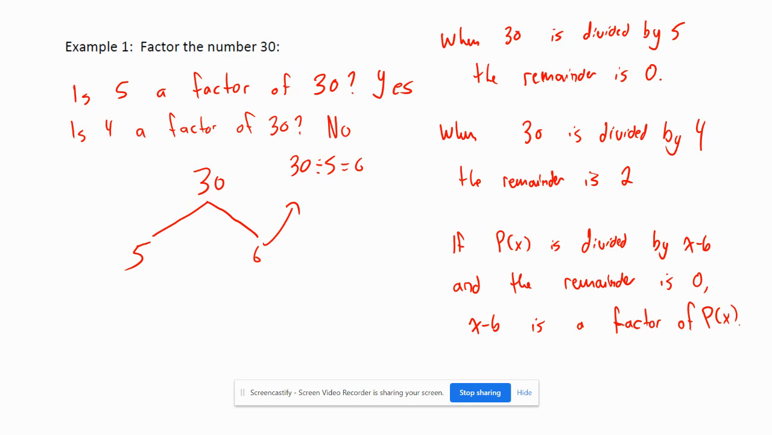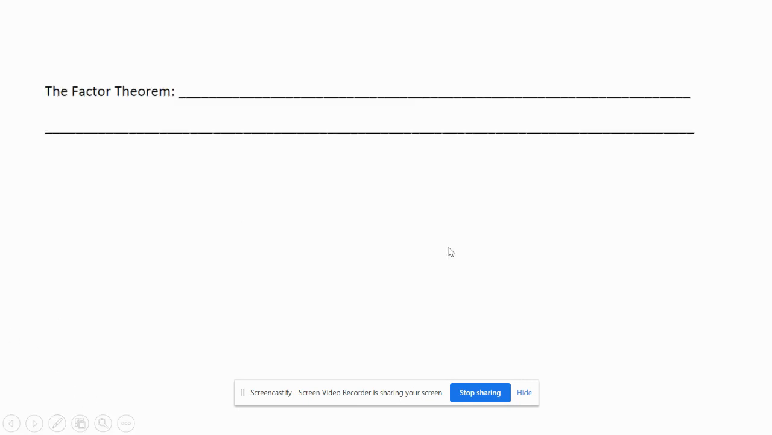Now, we're not done yet because I can still factor 6 down to 3 and 2. So 30 equals 5 times 3 times 2. This is what we call the prime factorization of the number 30. Factoring means to be able to take something and write it as a product of different things. So 30 is 5, 3, 2. These are all prime numbers. So this is the prime factorization of the number 30. Okay, so the factor theorem.